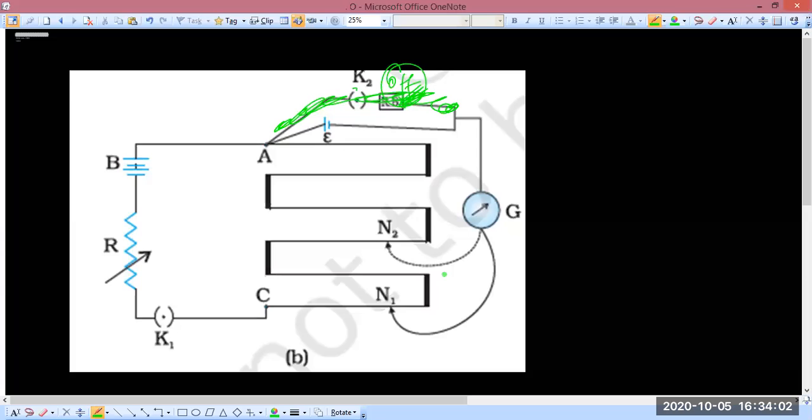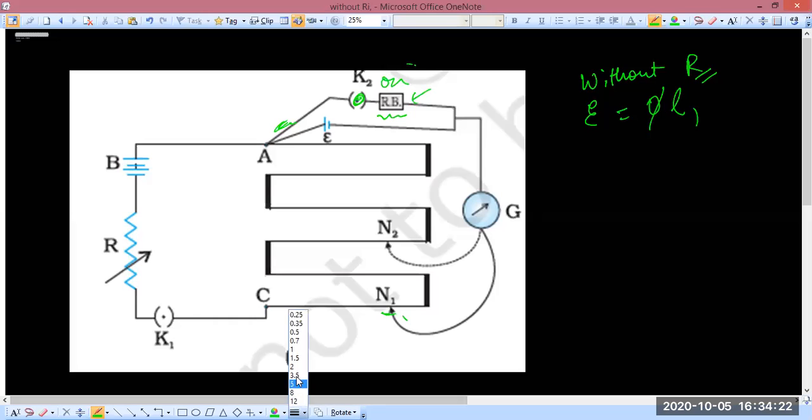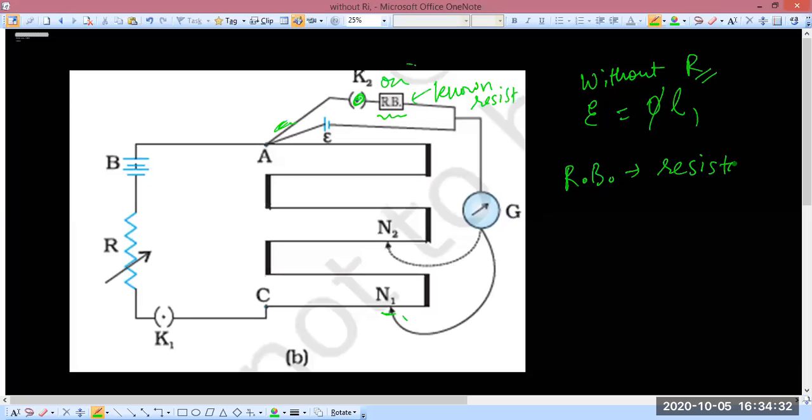So what are we measuring? We are finding the first null point. So epsilon is equal to 5 into L1. It came without resistance, right? Then what to do the second time? Turn this on, right? Okay, you understood that? And here there is some known resistance. Here there is some known resistance. RB means resistance box, which gives known resistance.